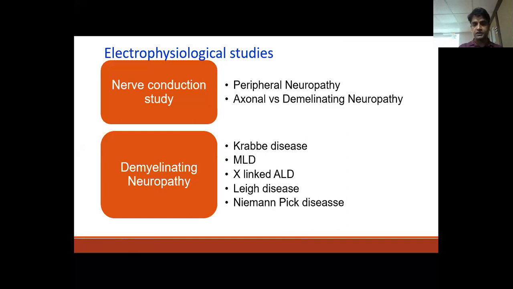Nerve conduction study will help you to detect peripheral neuropathy. It will also help you to differentiate between axonal versus demyelinating neuropathy. Demyelinating neuropathy, which is the typical white matter involvement, is seen in Krabbe's disease, metachromatic leukodystrophy, X-linked ALD, Leigh disease, and Niemann-Pick disease.